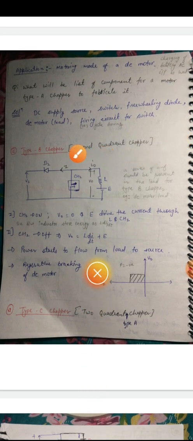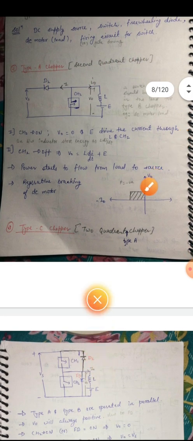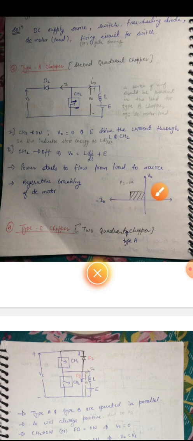What is type B chopper? Type B chopper is a second quadrant chopper. So this is the V naught axis, this is the I naught axis. The second quadrant will be this. In this, V naught is positive, but I naught, which is flowing, is negative.